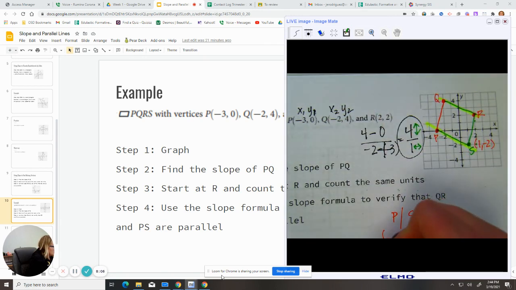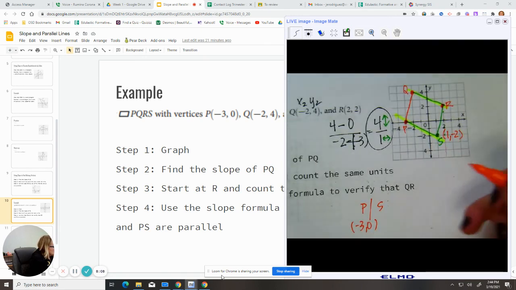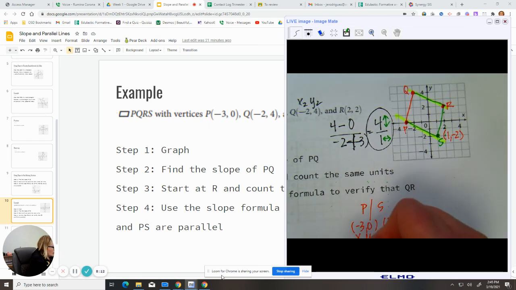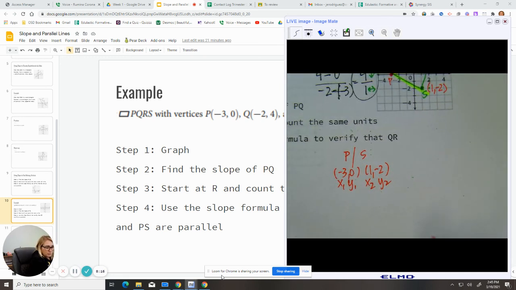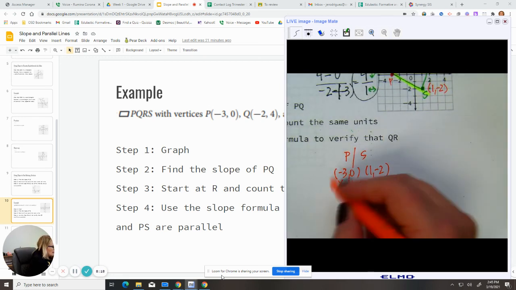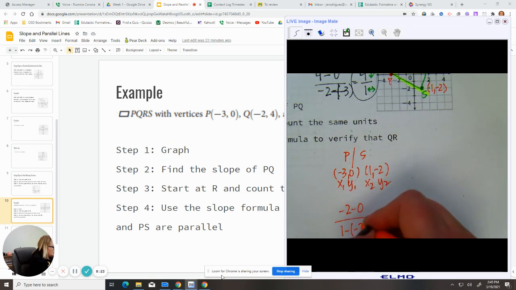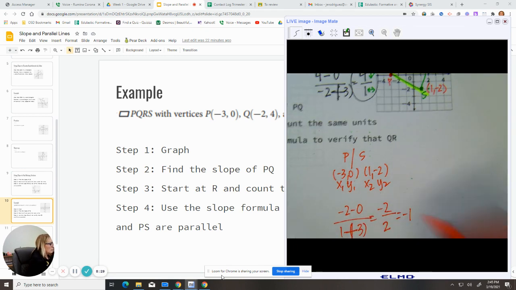So we're looking at PS. P is -3, 0. S is 1, -2. X1, Y1. X2, Y2. Plugging it into our formula: -2 minus 0 over 1 minus -3. -2 minus 0 is -2, over 2 equals -1.